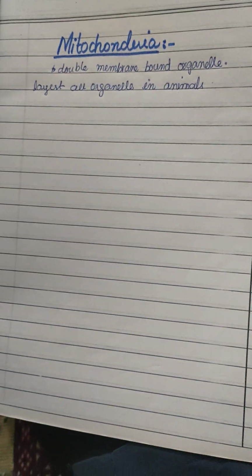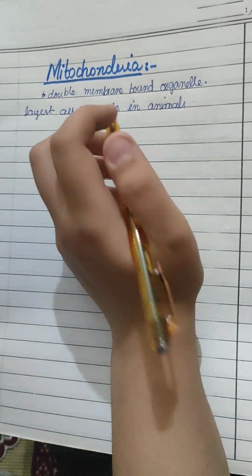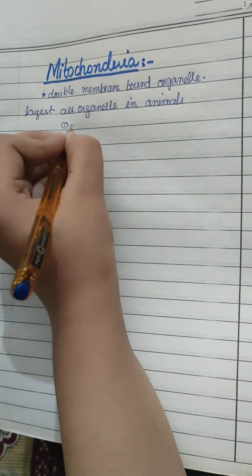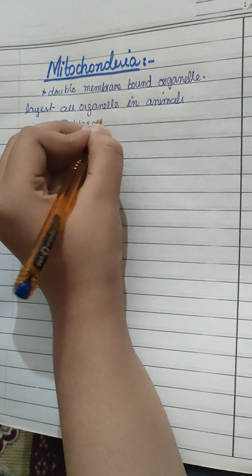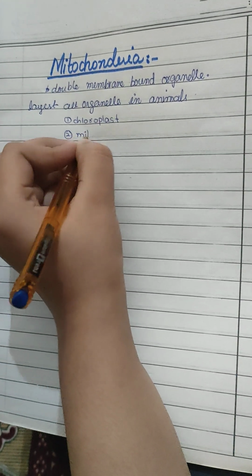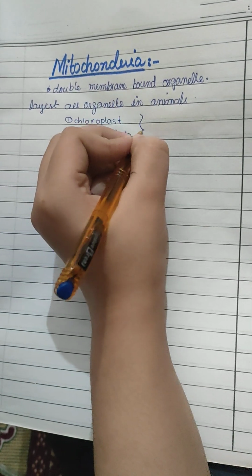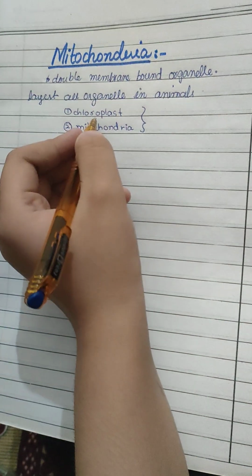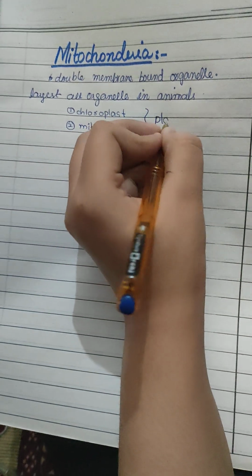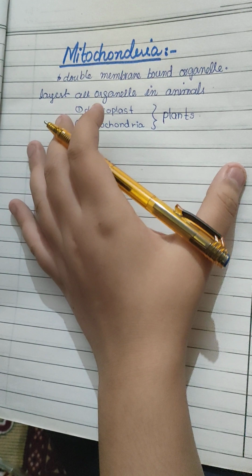But if you talk about the largest cell organelle in plants, first we have chloroplast in plants. After that, the second largest is mitochondria in plants. But if you talk about the animals, mitochondria is the largest cell organelle. So these are both in the plants. First one is chloroplast, second is mitochondria in plants. Okay, hopefully this is clear to you till that.